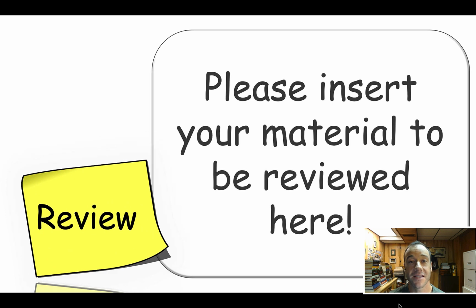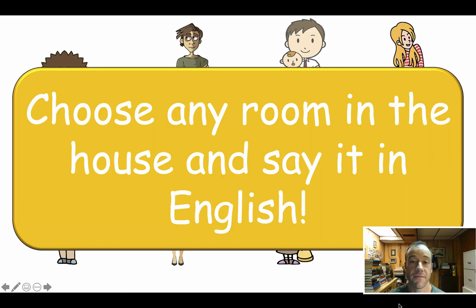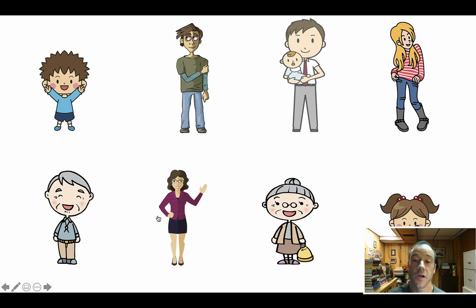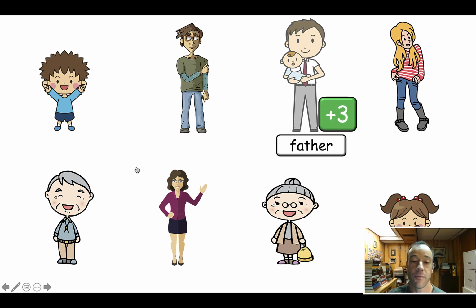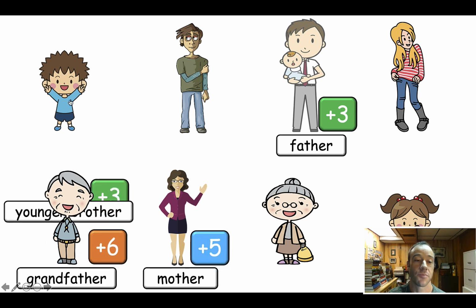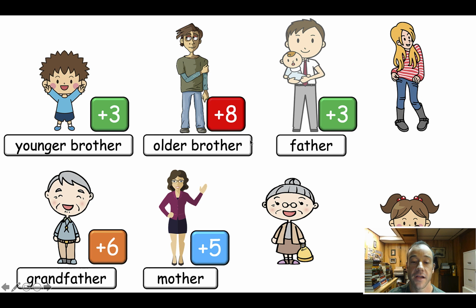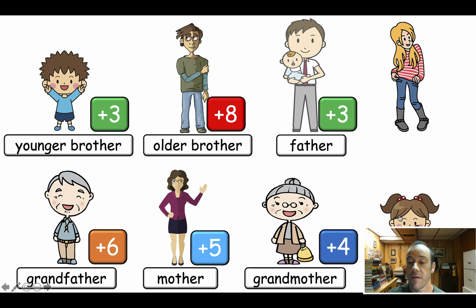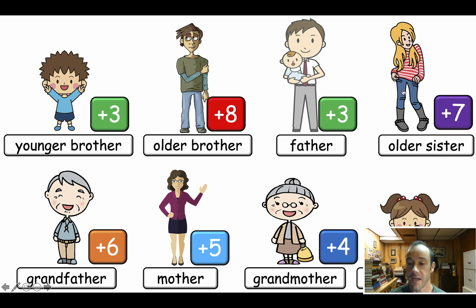And then because this is meant to be taught right after the My Family lesson, we have a quick review of the family members. So the students can take turns by team, choosing a family member and then saying it in English, and they can get points. For example, they say father, they get 3 points. Next team goes, mother 5 points, grandfather 6 points, younger brother 3 points, older brother 8 points, grandmother 4 points, younger sister and older sister 5 points and 7 points.